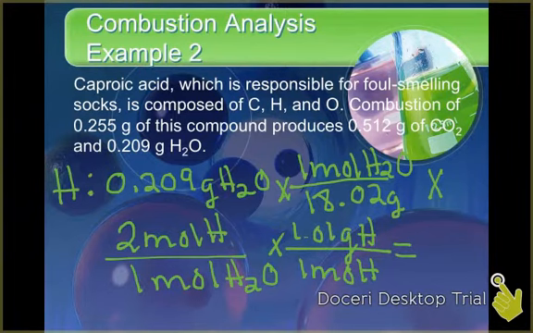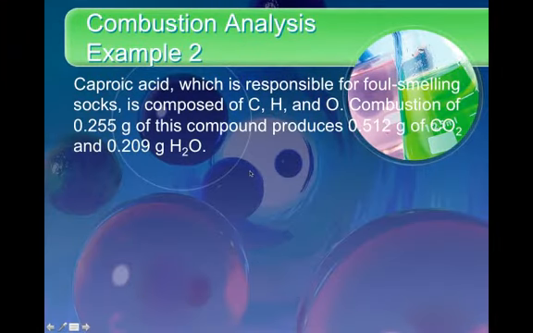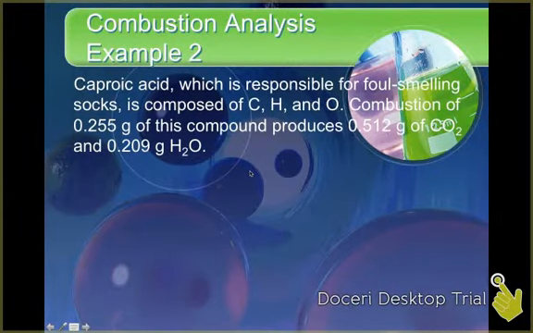So if we do this math, we should get an amount of 0.0234 grams of hydrogen. Okay, so we should have just found that hydrogen has a mass of 0.0234 grams. So now let's go on and try to figure out oxygen.